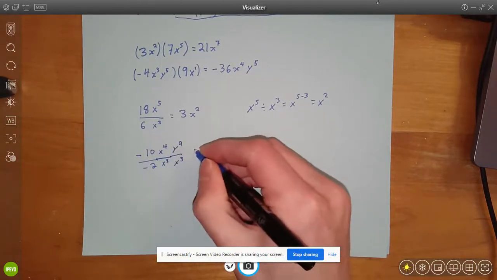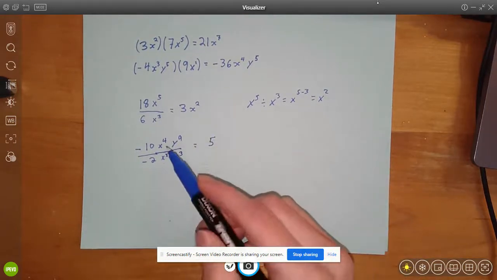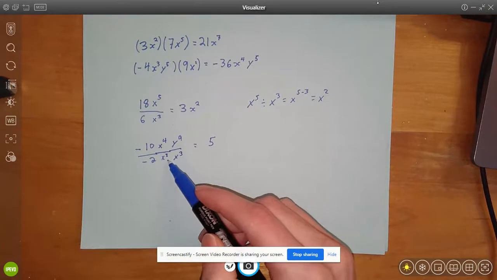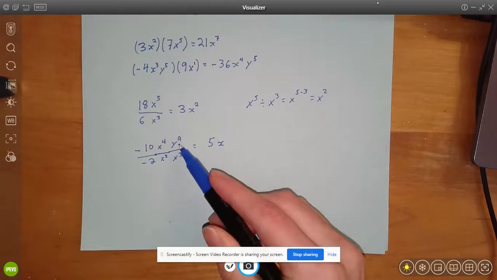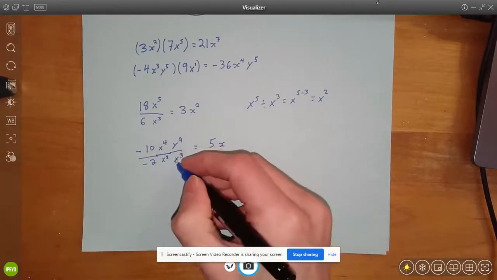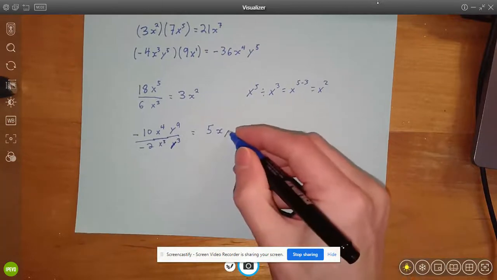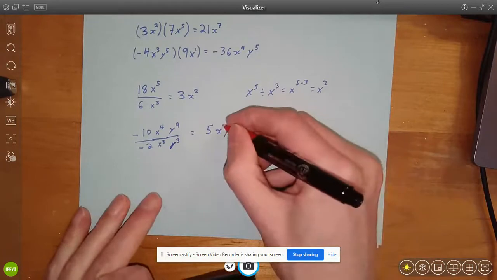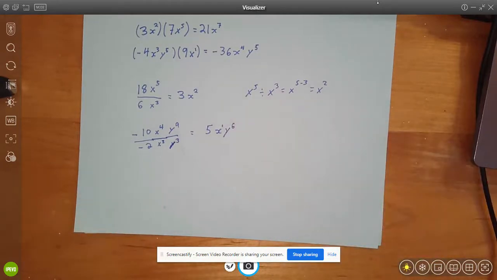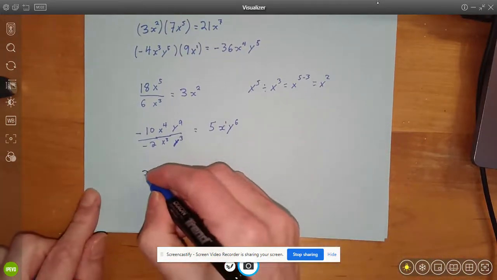So again, I'm going to do my coefficients first. Negative 10 divided by negative 2 is positive 5. X to the 4 divided by x to the 3. Well, again, I subtract the exponents, so that's x to the 1, but we would just write x. And then y to the 9, that should be a y. I know it's not the clearest y in the world, divided by y cubed, so I do 9 minus 3, so it's going to be y to the 6. You could leave that with an exponent of 1, but it's convention in math not to write the exponent of 1 on a variable.